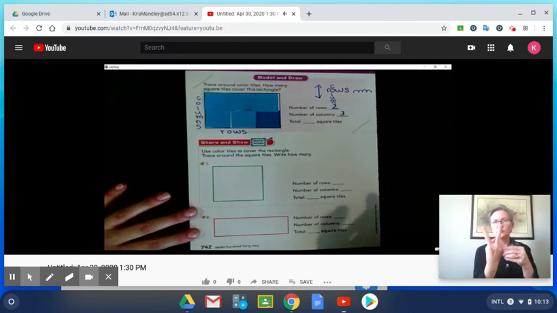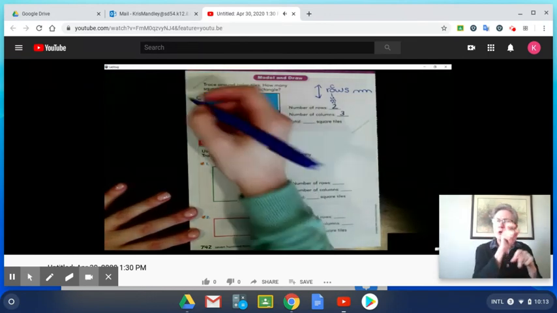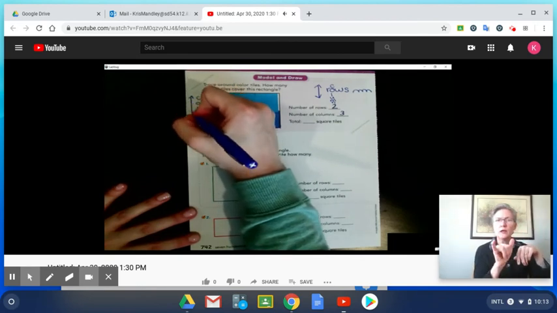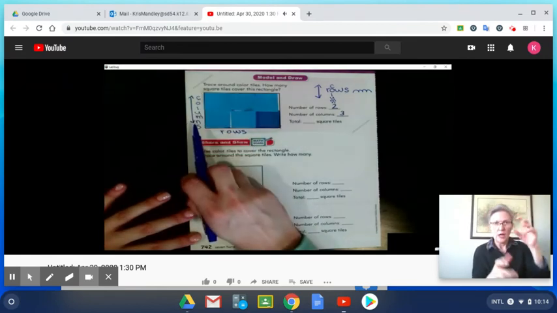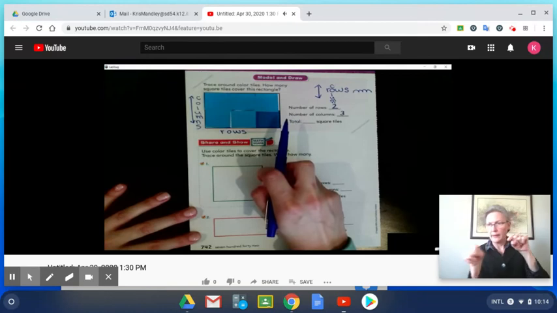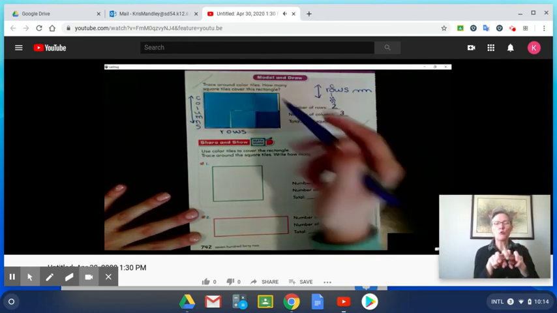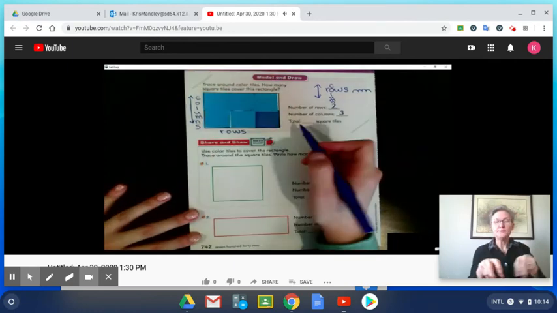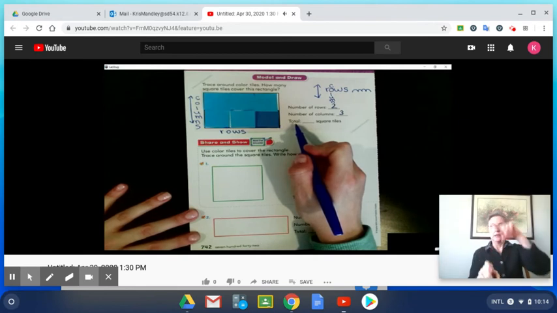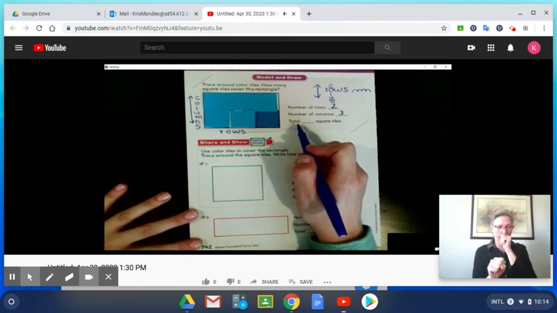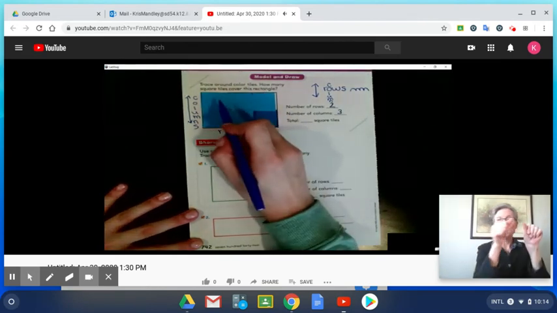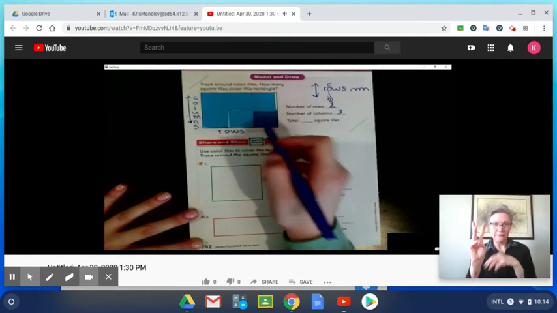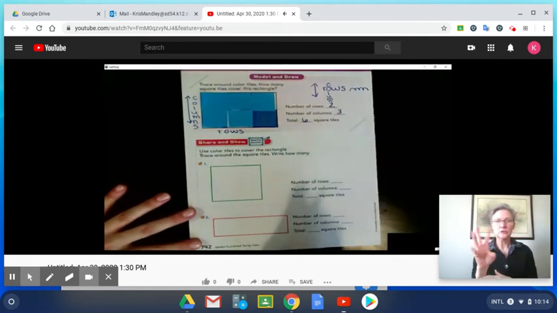I want to be careful. Just because I wrote columns here, you might also want to draw an arrow so you can remember that columns go this way. I don't want to put columns on the side and then start counting because then I'll get mixed up, okay? So thinking about movie theater rows and up and down as columns. The last thing they're asking me to do is count how many square tiles I have. I did that in the beginning by putting all of my squares there. So I have 1, 2, 3, 4, 5, and 6. So I have a total of 6 square tiles.